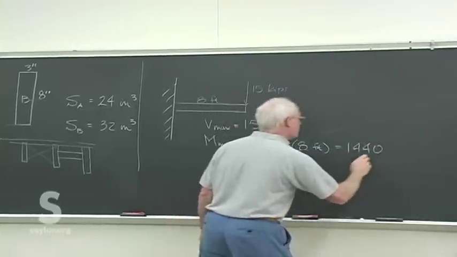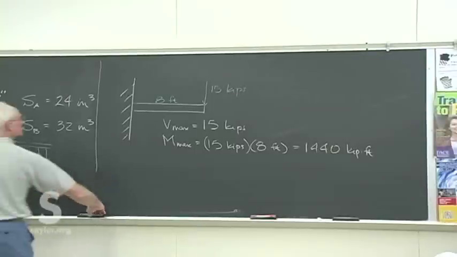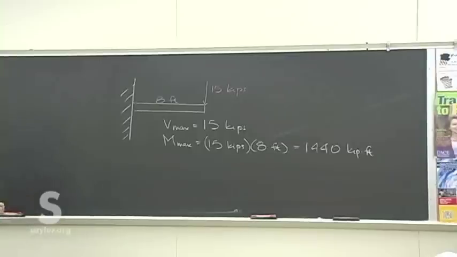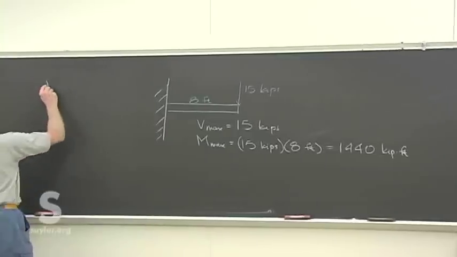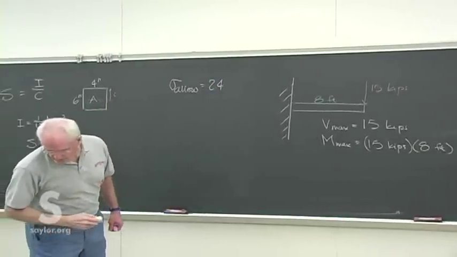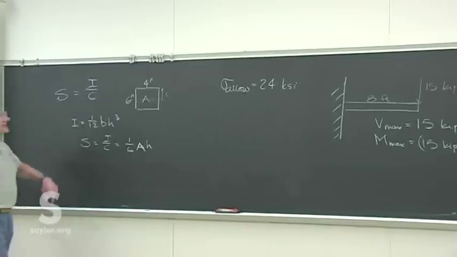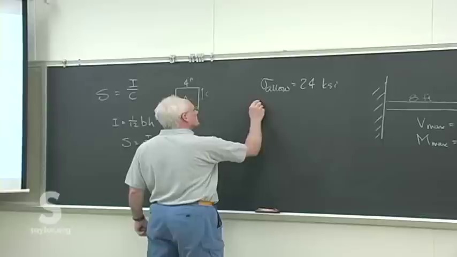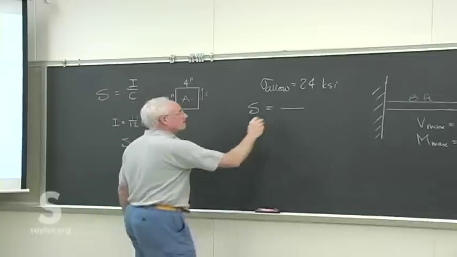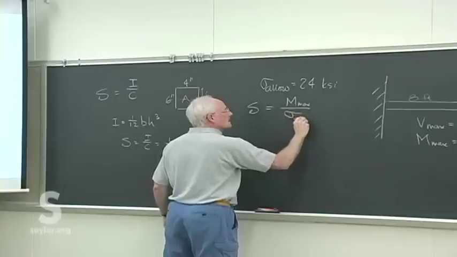So I believe this is 1440 kip feet as the expected moment. Now let's say it's a steel beam with an allowable stress of 24 ksi. That allows us then to calculate the section modulus by simply putting in the maximum expected moment over this allowable stress.